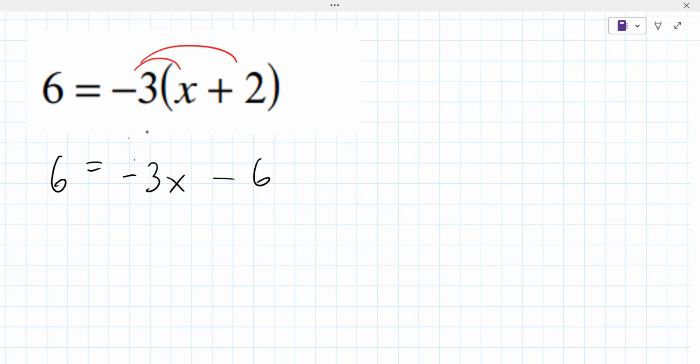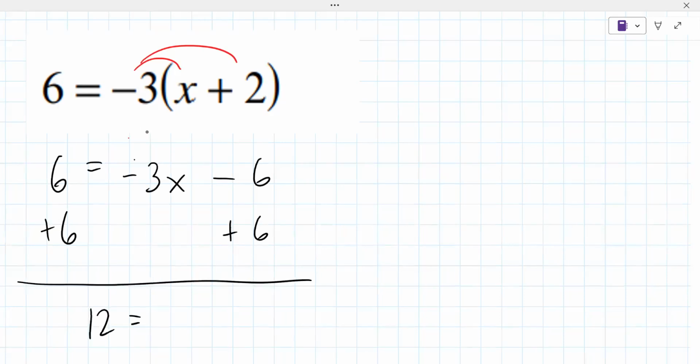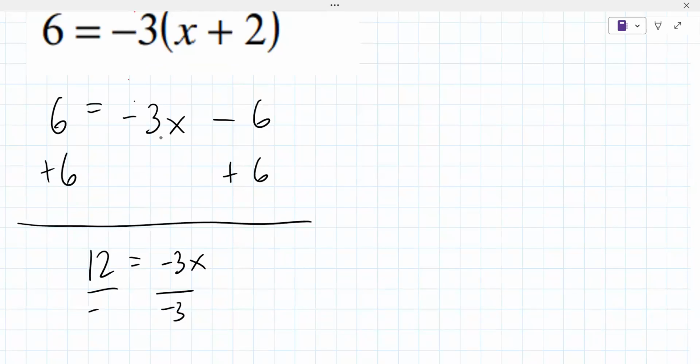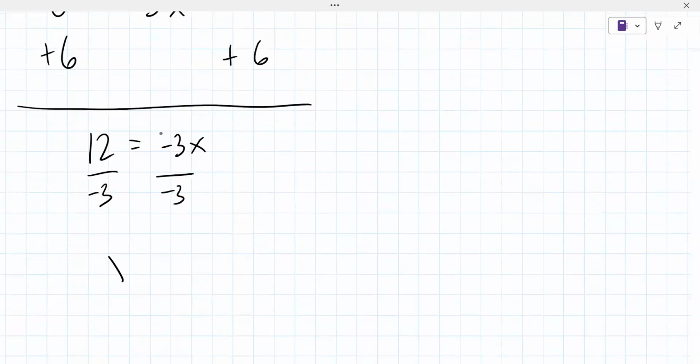X equals -4. Okay, so you get 12 equals -3x. Divide by -3. X equals -4.